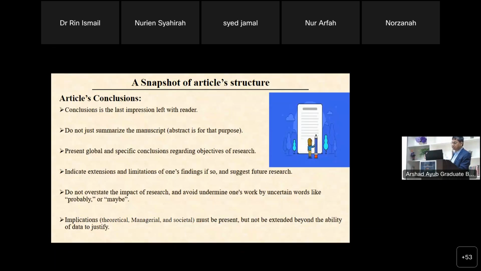Implications, theoretical, managerial, societal, must be present but not be extended beyond the ability of the data to justify. Very often I see, okay, you have data, you have a hypothesis, you have a beautiful technique, you analyze, but you draw a conclusion which is not related to the data that you are analyzing. Don't overreact. Yes, it may be implied, but it is not directly related. It has to be like hard science, connected, A causing B, not something in between.